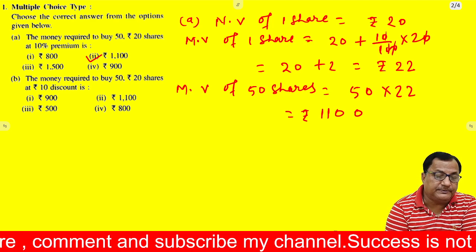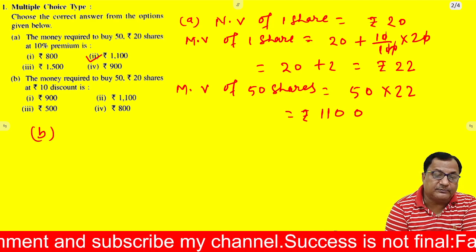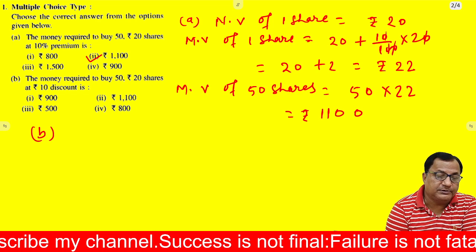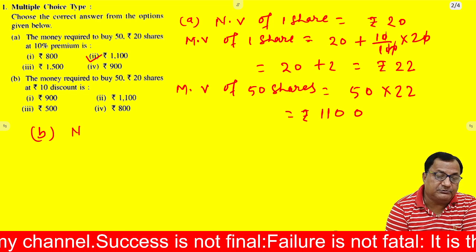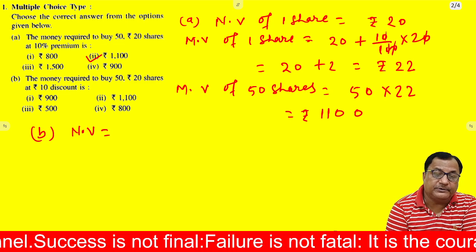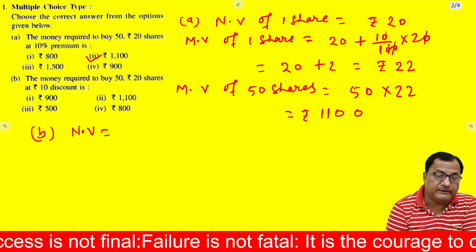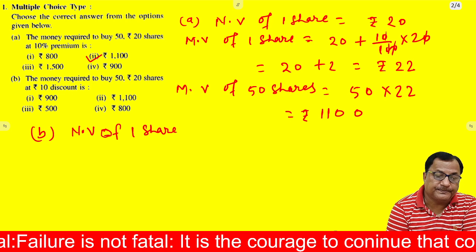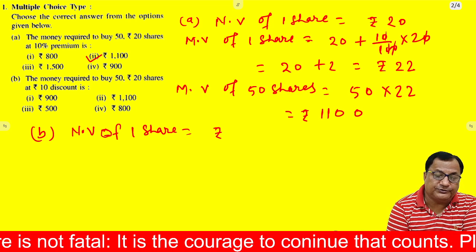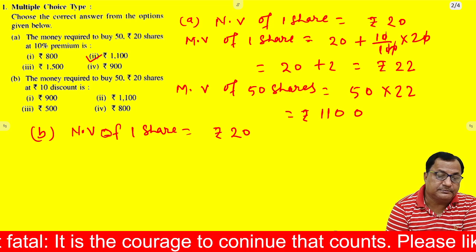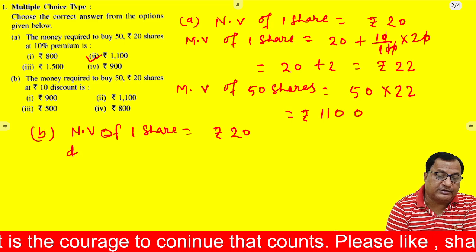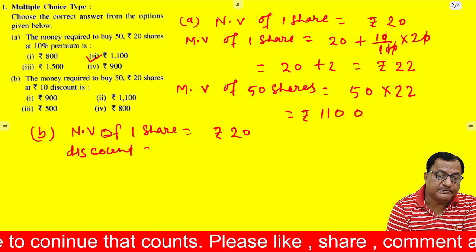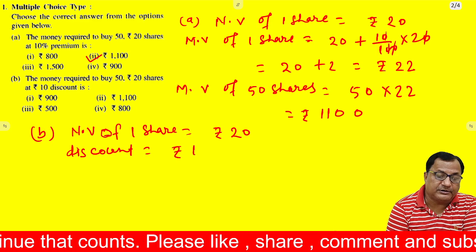Now see question number B. The money required to buy 50 rupees 20 share at rupees 10 discount. Nominal value of one share is equal to rupees 20. Discount is equal to rupees 10.